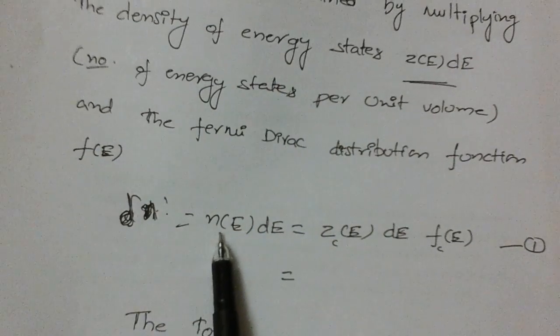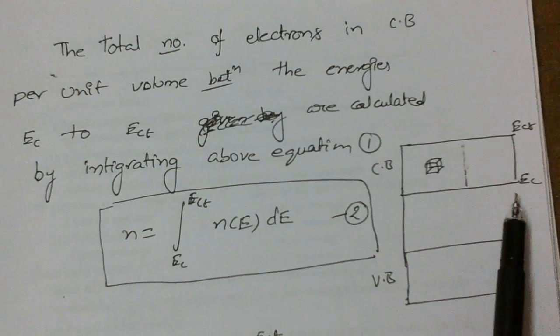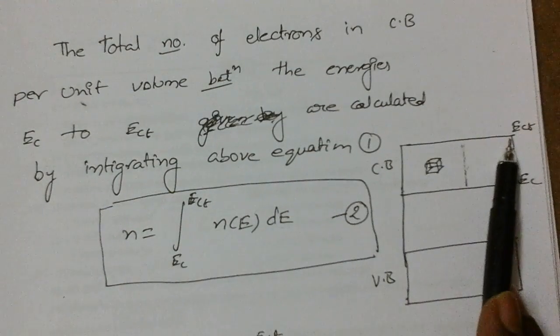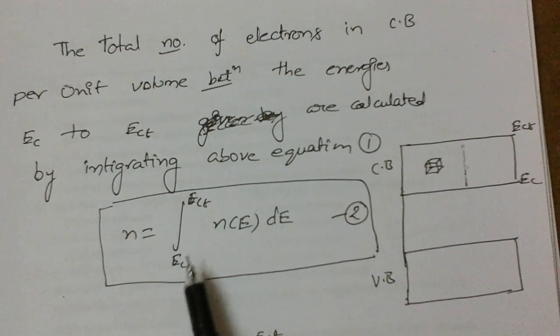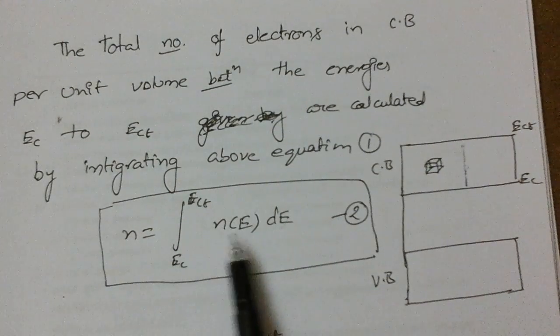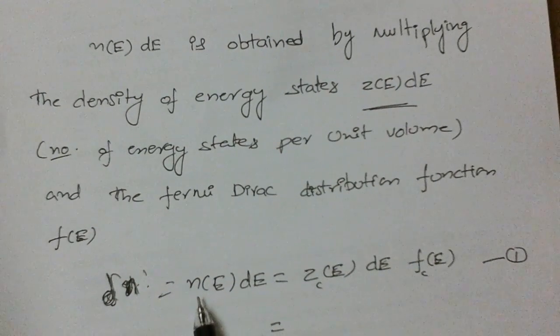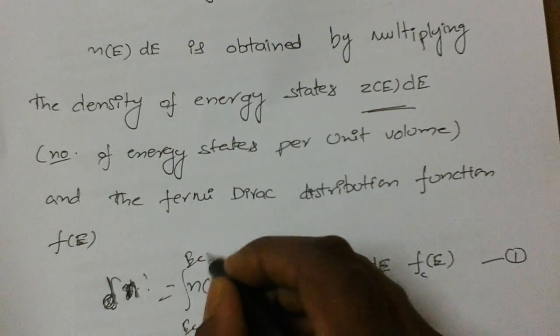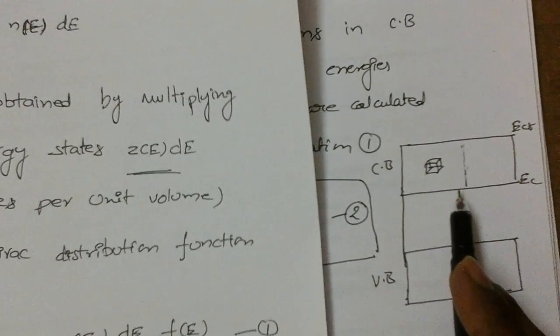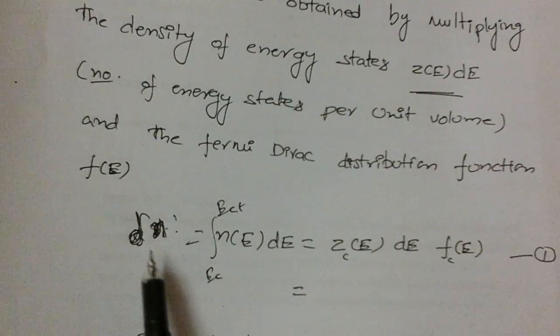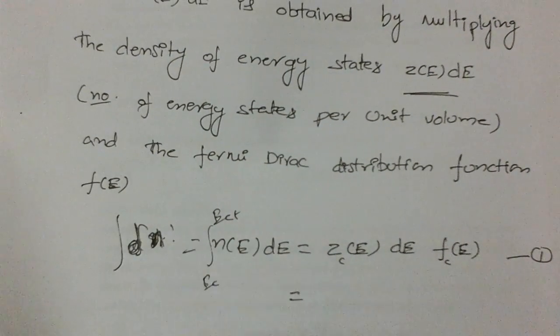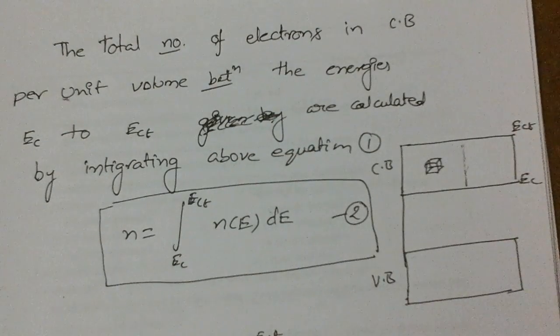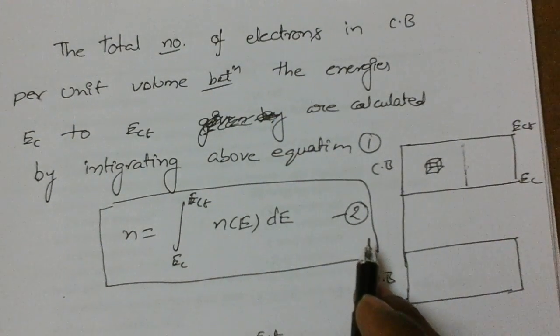And on the right side, we have to integrate n(E) dE from the conduction band bottom to the top of the conduction band, that is, from EC to ECT. Why? Because from here to here we have to calculate the total number of electrons. So we integrate both sides, and we get this as equation number 2.